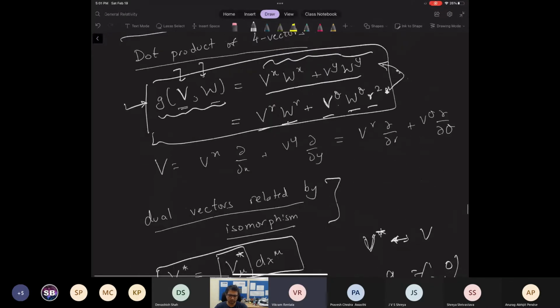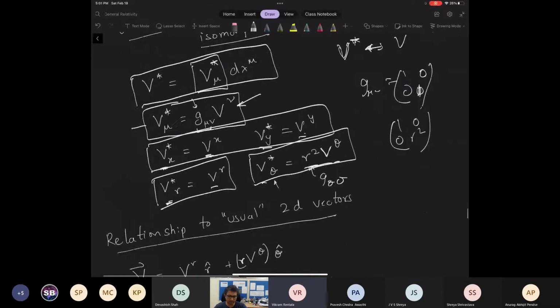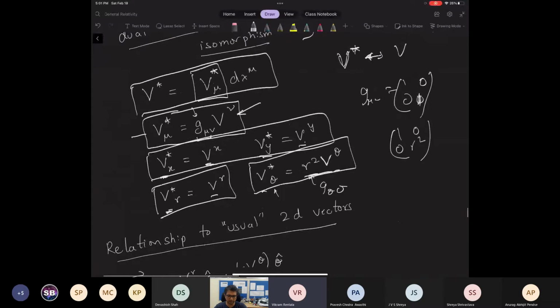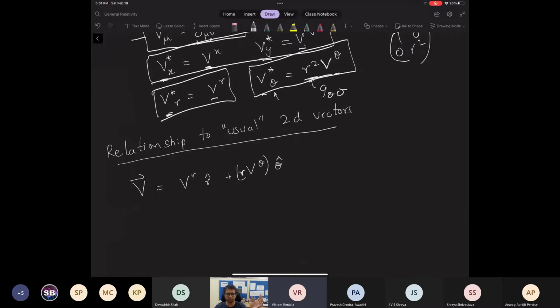So these are the rules, and now we'll try to relate what we found about vectors and dual vectors to our usual notion of 2D vectors. Usually when we write down 2D vectors, we write Vx x hat plus Vy y hat. Or in polar coordinates, we would write a vector v as some vr in the r hat direction plus some vector component v theta in the theta hat direction. Let me call this the usual one. This is the usual thing that we would write down.